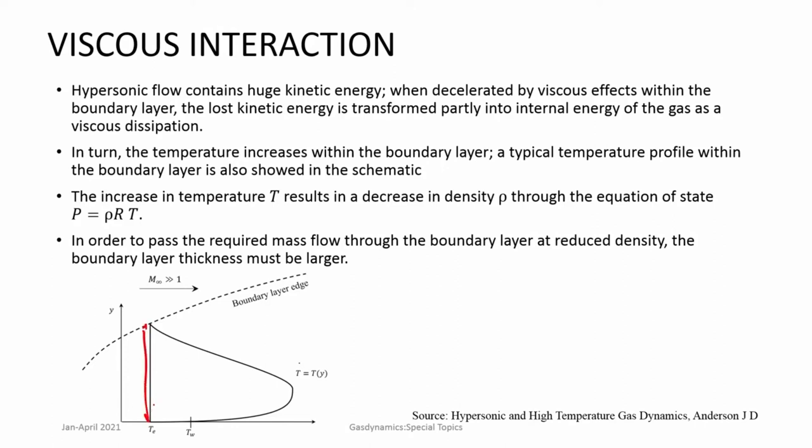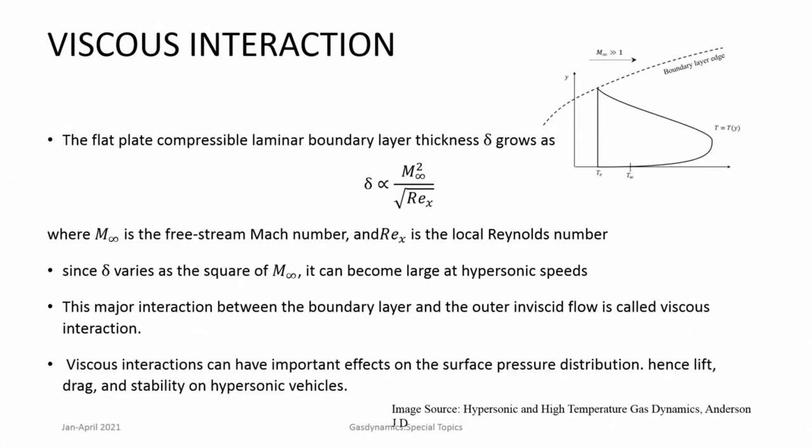So we are talking of flows very close to the wall, so we are talking about viscous effects and the boundary layer. That means this boundary layer thickness must be quite large in hypersonic flows, significantly larger than at moderate Mach numbers, and it goes as Mach number squared by the square root of Reynolds number. So when Mach number increases significantly, boundary layer thicknesses increase significantly. Now what is the consequence?